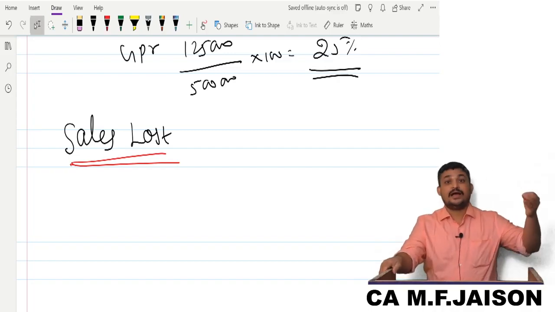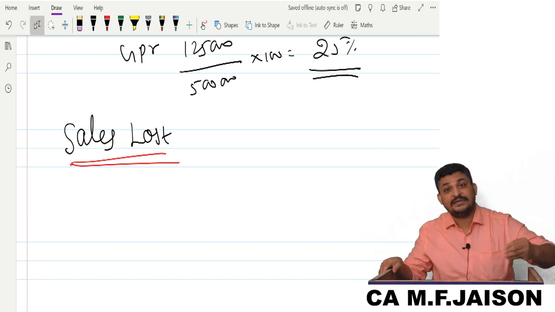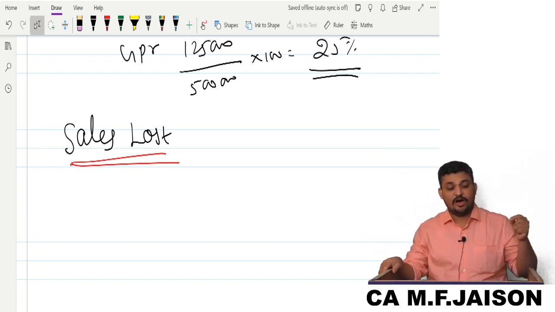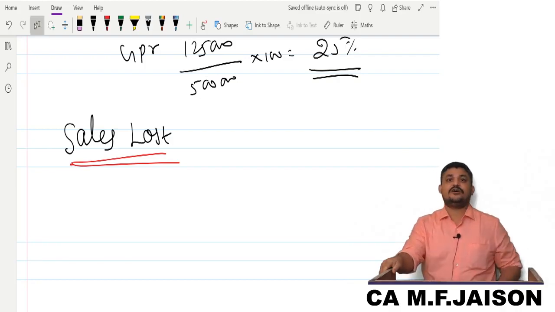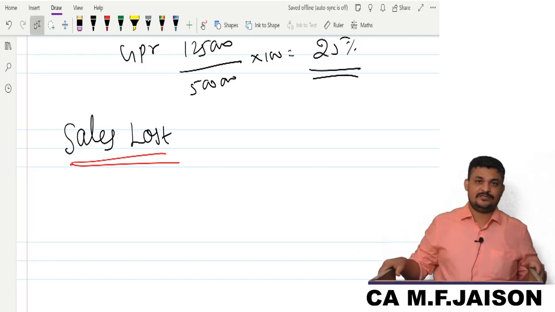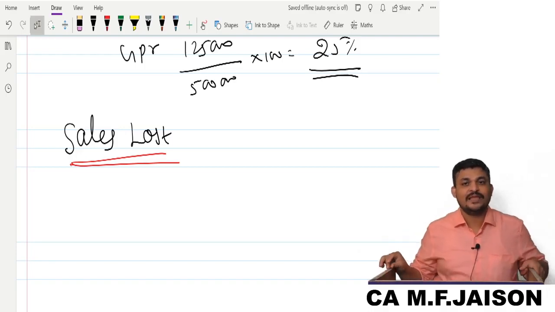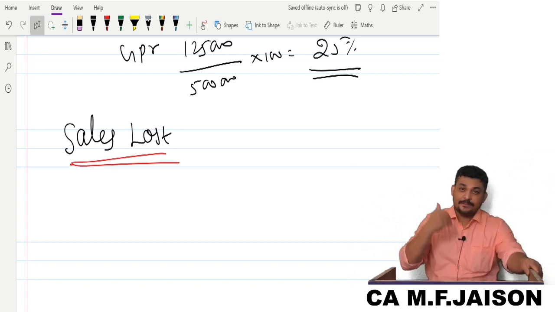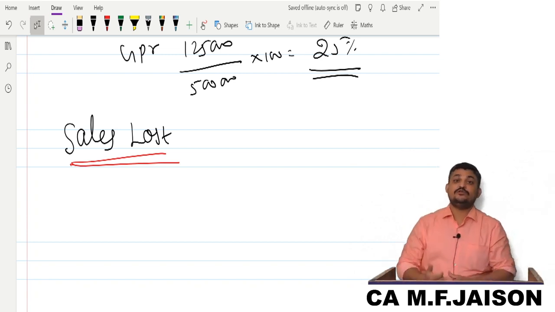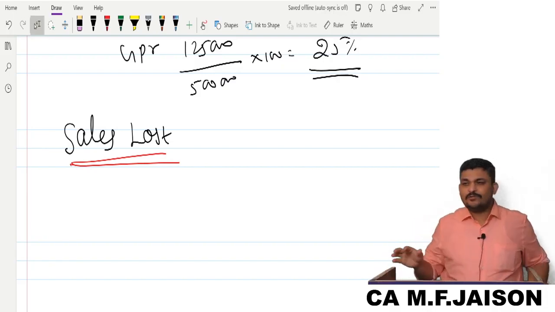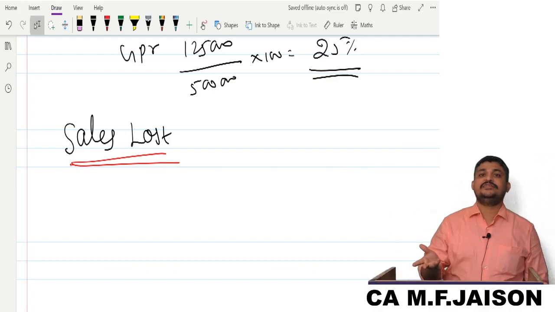So once again, how to find out the sales lost? Sales during the corresponding compensation period of the previous year plus or minus trend will give you the expected sales. From that expected sales, we should deduct the actual sales. Because, sir, what is actual sales? Sir, after the fire you don't make any sales, no.